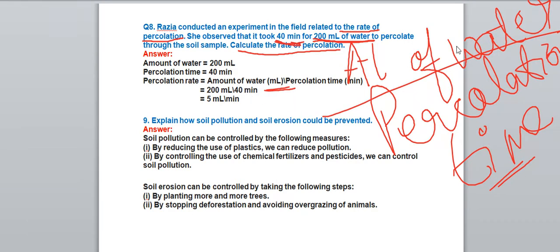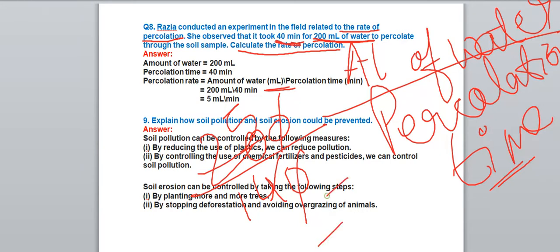So what is the amount of water given in the question? 200, right? And the percolation time is 40. 0 will be cancelled. 4 ones are 4, 5 fours are 20. So your answer is 5 ml per minute. Okay, because the amount of water we have taken in ml and the time is in minute. So the unit will be 5 ml per minute.